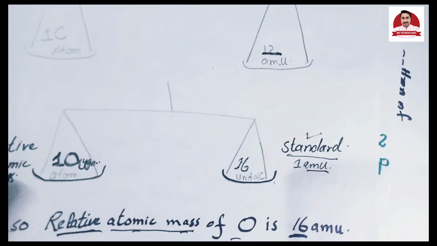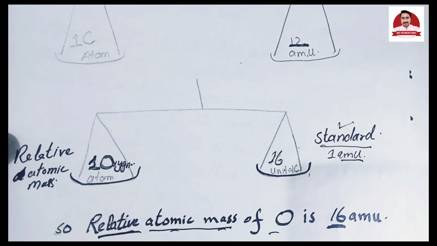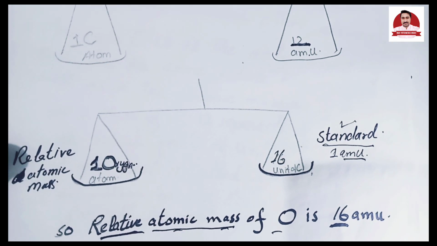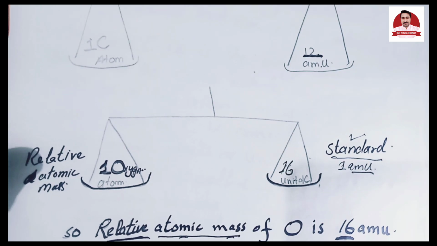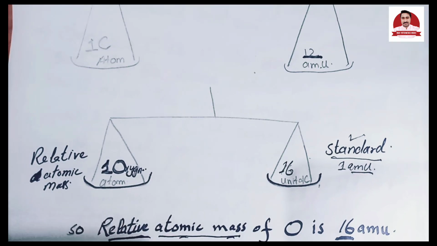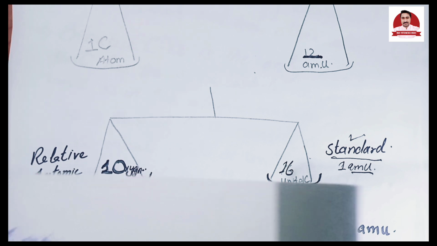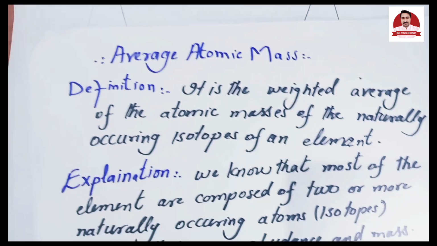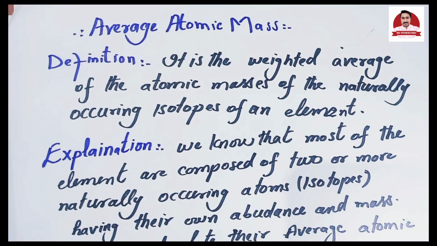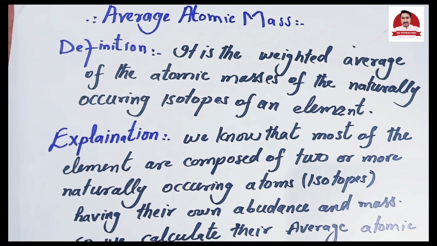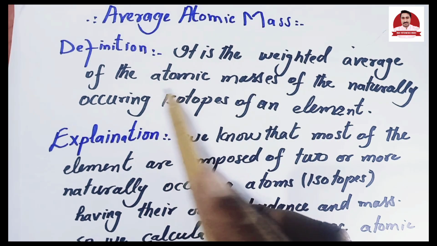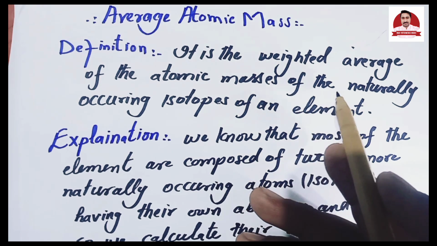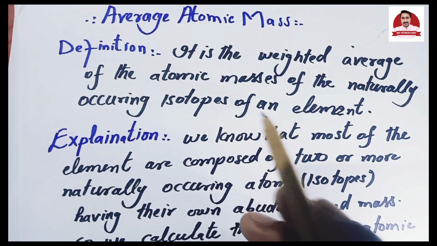Next is the average atomic mass. What is the average atomic mass? The average atomic mass is defined as the weighted average of the atomic masses of the naturally occurring isotopes of an element.